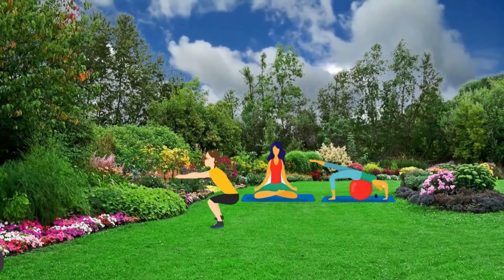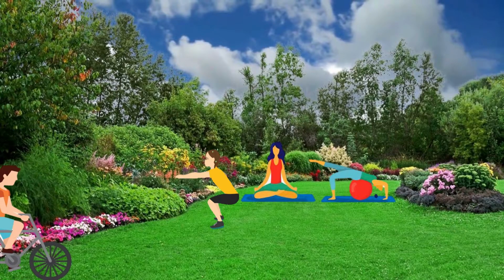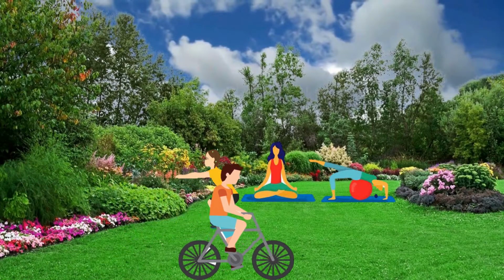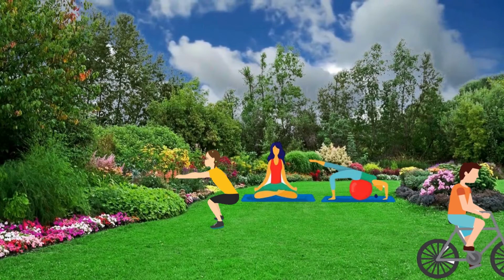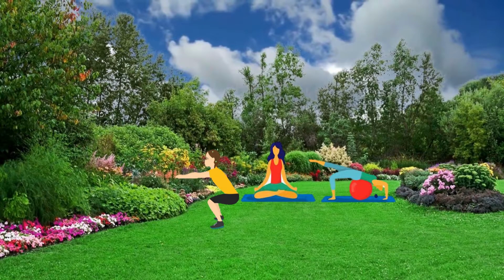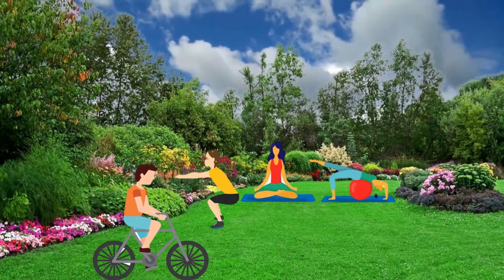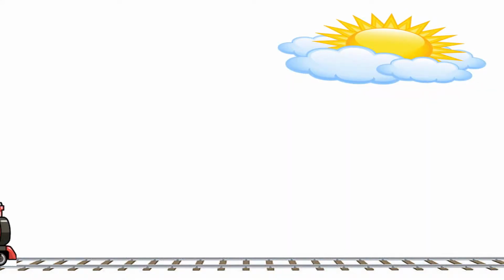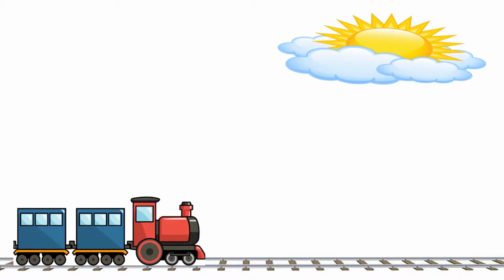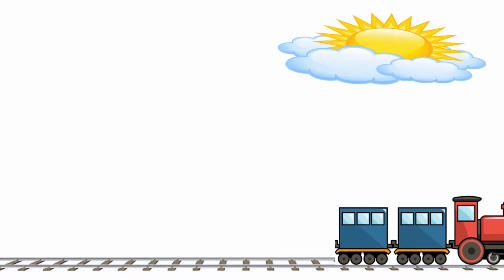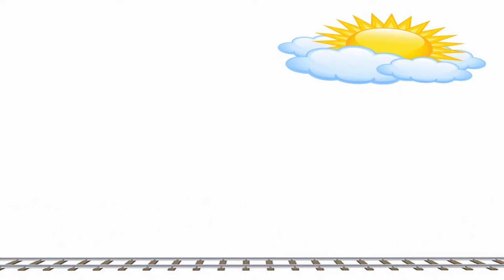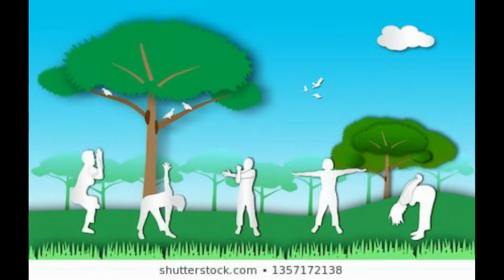Now if you go to a garden, you must have seen lots of people walking, jogging, cycling, doing exercise and yoga. And on the road, the vehicles are moving, people are moving around. If you go to a railway station, the trains are moving, lots of people are there. So we see different types of motion in a garden.